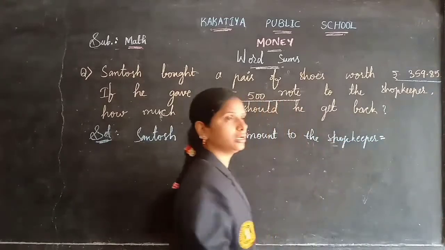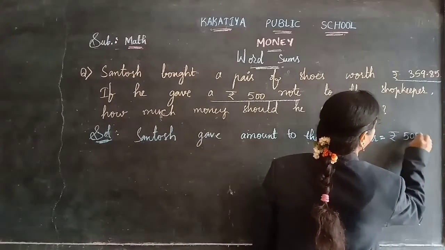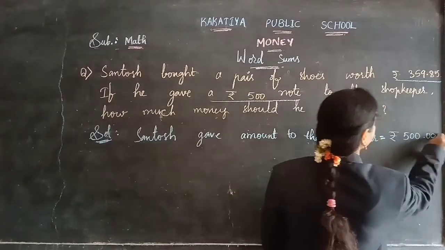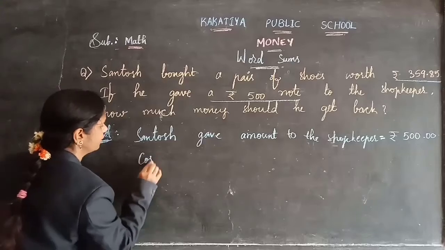How much amount has he given here? He has given 500 rupees. And in this we don't have the paise, children, so we can keep 0.00 in the place of paise. And coming to the next step.